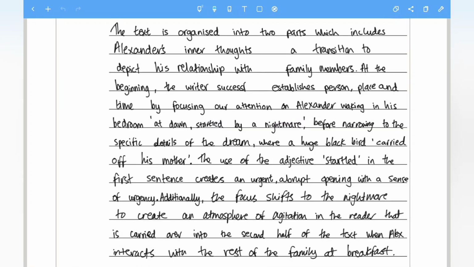The text is organized into 2 parts, which includes Alexander's inner thoughts, a transition to depict his relationship with family members. At the beginning, the writer successfully establishes person, place, and time by focusing our attention on Alexander waking in his bedroom at dawn, startled by a nightmare, before narrowing to the specific details of the dream where a huge black bird carried off his mother. The use of the adjective startled in the first sentence creates an urgent, abrupt opening with a sense of urgency.